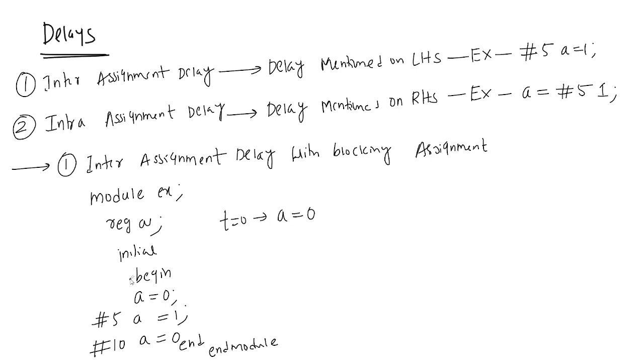So what happens here? a becomes 1 after 5 time units, and a becomes 0 after the delay is added, so t becomes 15 time units. What are blocking assignments, as I told you yesterday? The assignments which block further execution until the present execution is complete. That is what we call a blocking assignment.